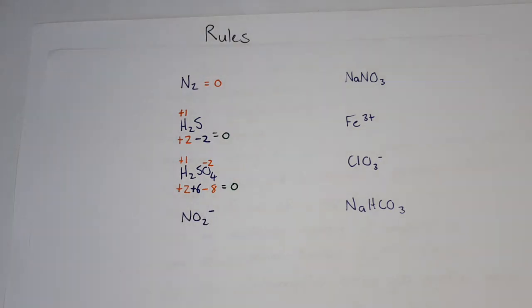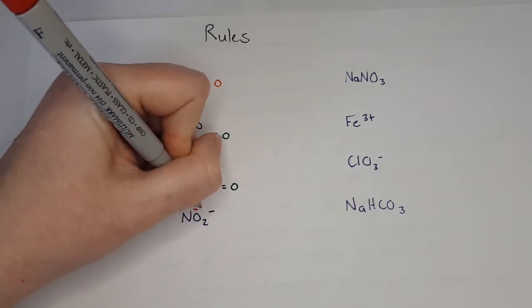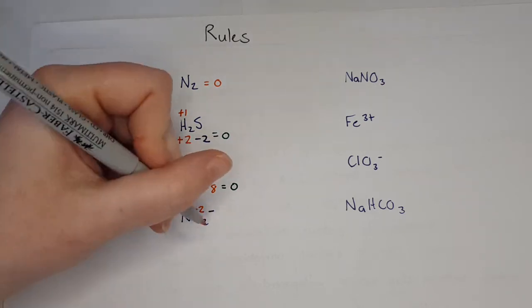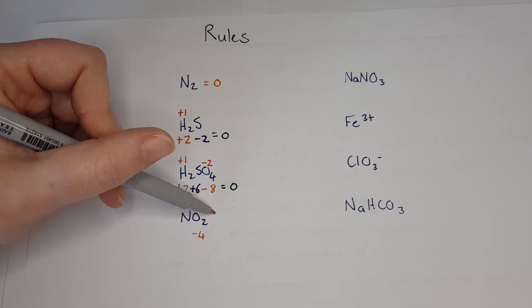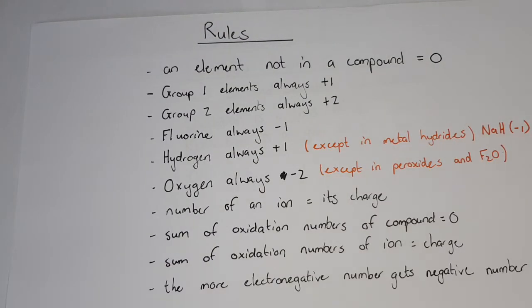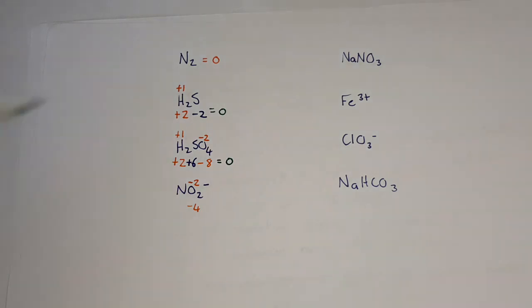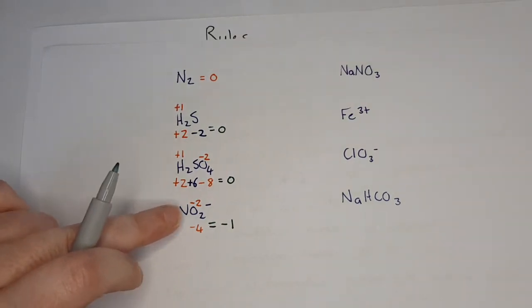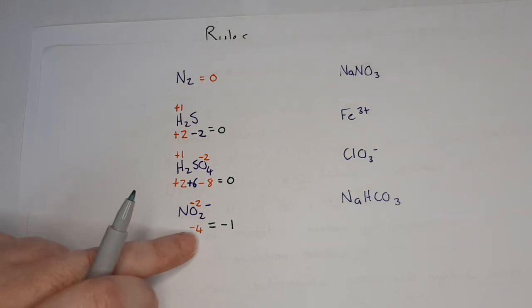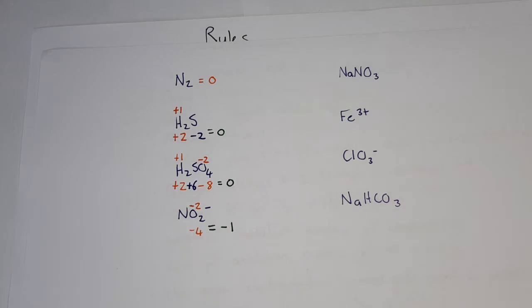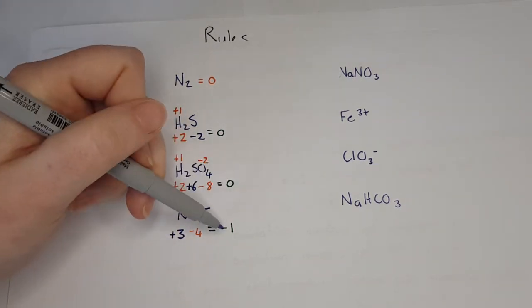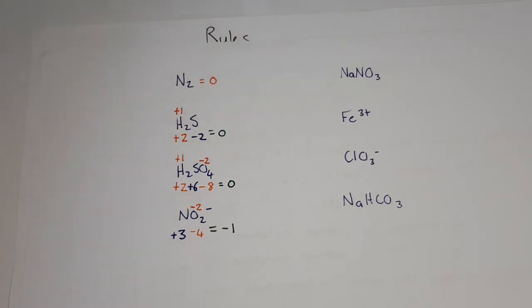So then if I look at the next example, now I have NO2 minus. So again, I look for the thing that I know, and I know that O must be negative 2, and there's 2 of them. So that means minus 4. But now there's a charge, and I've said the sum of the oxidation numbers of an ion equals its charge. So that means this whole thing must equal minus 1. So now I need to find what I'm going to add here to get the whole thing to equal minus 1. So I've got minus 4, so what I need is plus 3 to equal minus 1. So that means the nitrogen is plus 3.